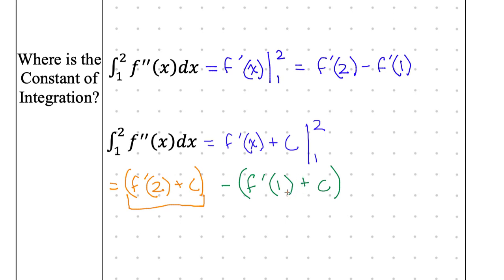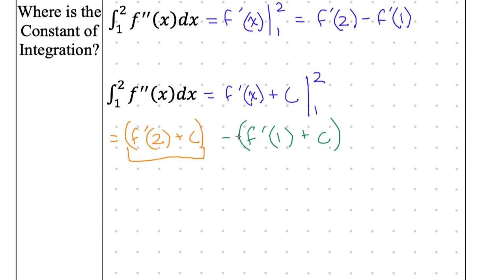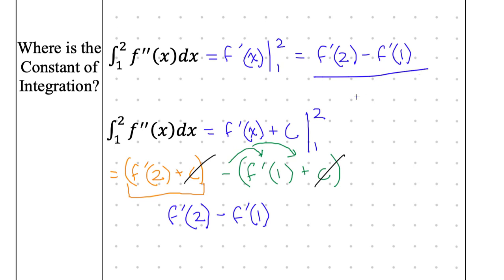We don't, and here's why. This negative sign distributes into each of these two terms, so it's negative, negative, and the c's cancel out as Claire just said. So I really am canceling out these two c terms, and I'm left with f prime of 2 subtract f prime of 1, which is exactly what we got up here.